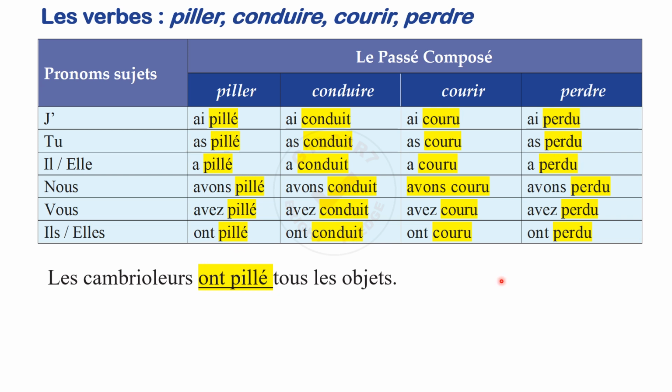Let's look at one more example. Here it says, il a perdu son porte-monnaie, meaning he has lost his wallet. Here we have the subject pronoun il followed by a, which is the third person singular conjugation of the verb avoir, and followed by the past participle perdu, which comes from the verb perdre. Alright?